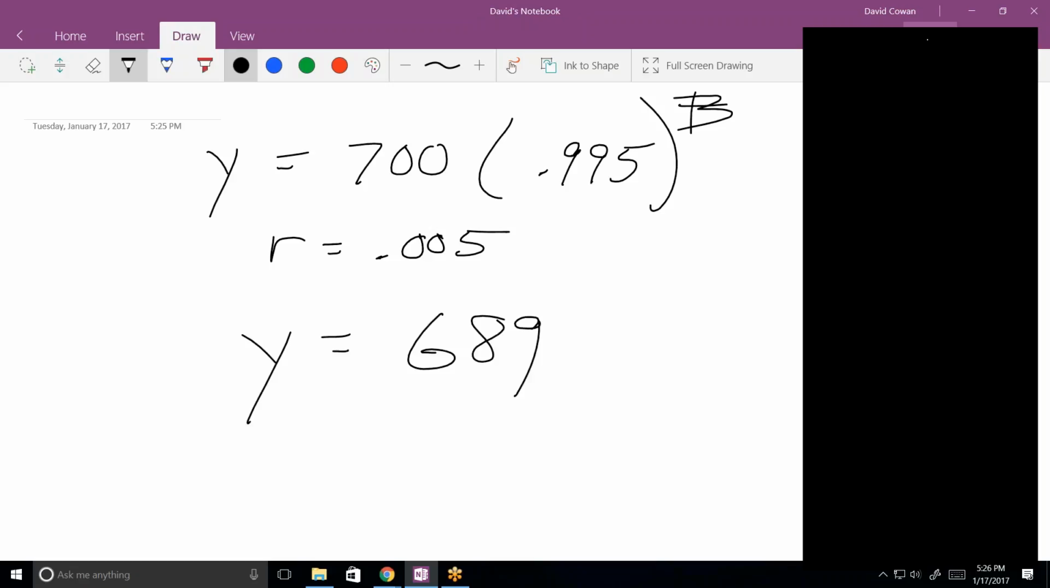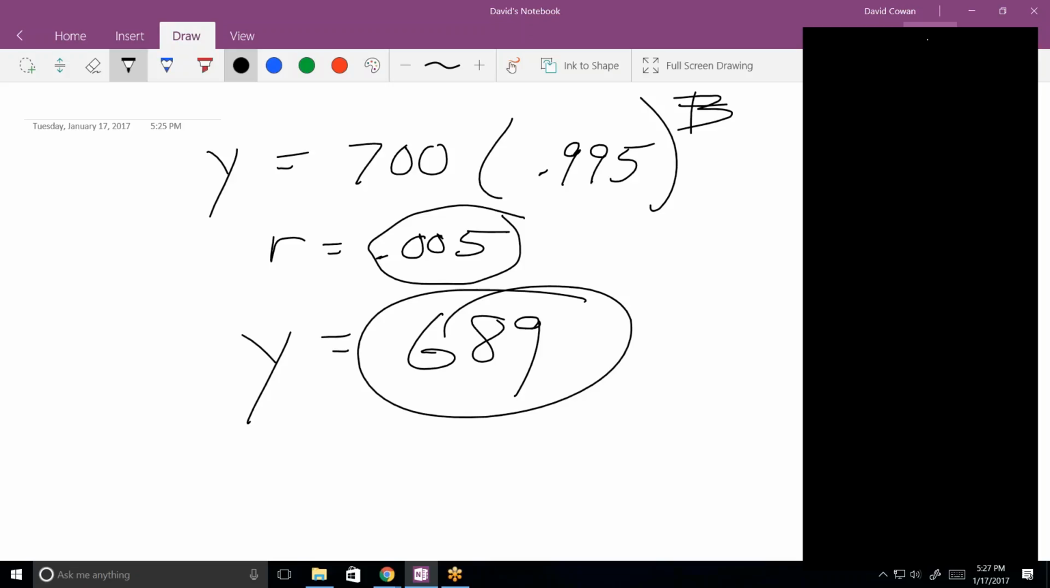That actually makes sense. In other words, r is really, really tiny. Oh, yeah. r is 0.5%. So we're not losing much every year. We're losing very, very small amounts. Notice that 1% of 700 is 7. So 0.5%, the first year we're only going to lose 3.5. Second year, a little bit less. Third year, a little bit less. Total loss would be 11.